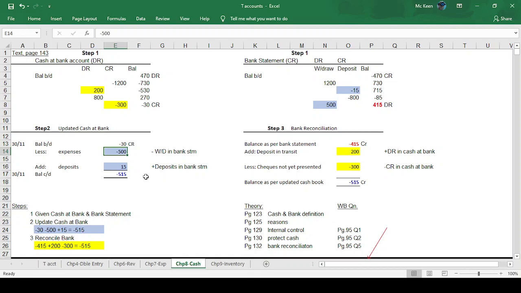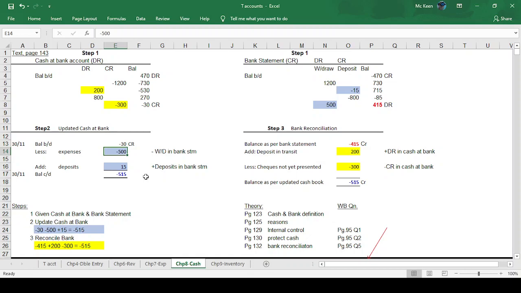So down here, you don't think about the debit credit first. When the bank deposits $15, that means you are going to receive $15. So you also deposit, you plus. That's it. Correct? After that, you sum out these two items, and you will show that you have a credit of 515. So that means your cash at bank is now updated with these two missing items from the bank. This is step 2. Okay, done already.